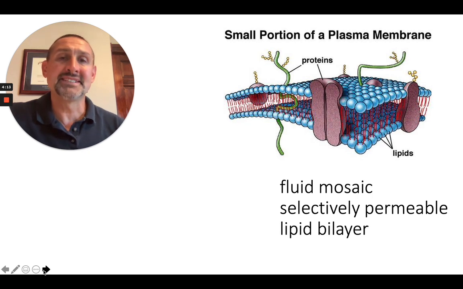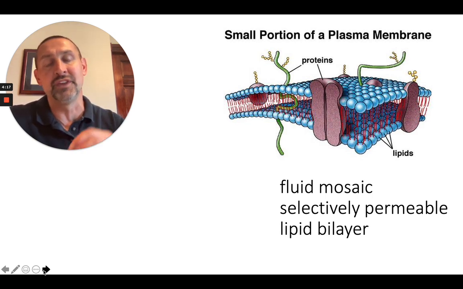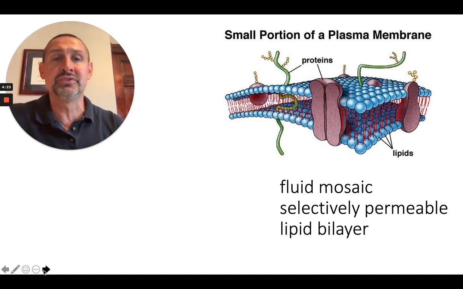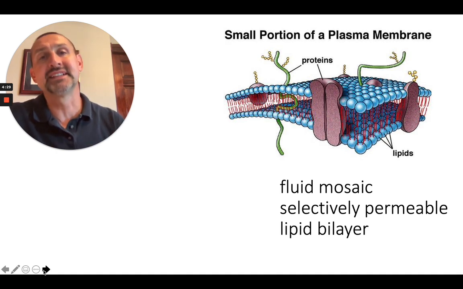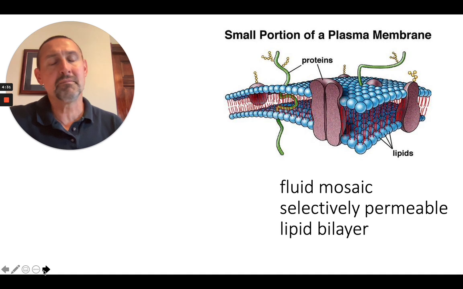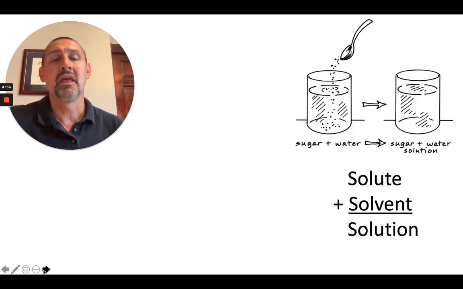The cell membrane is selectively permeable. That means some things can enter the cell. Small things like oxygen can diffuse across the membrane. Other things, larger molecules, need to use those protein channels to move through the cell membrane. So some things enter the cell, some things leave the cell, but not everything. So it's selectively permeable.